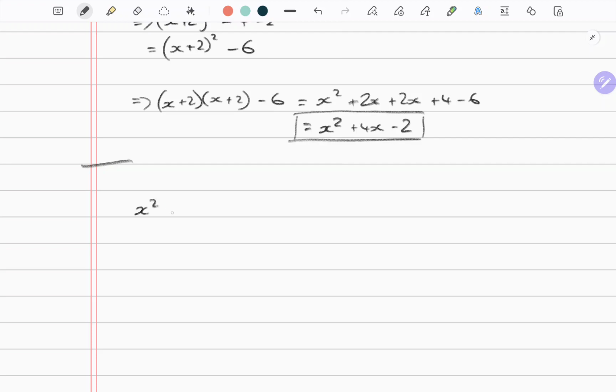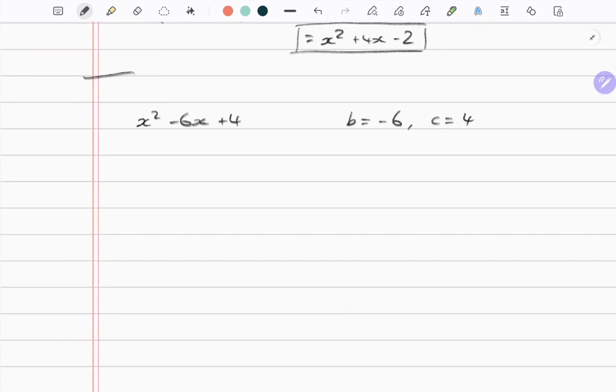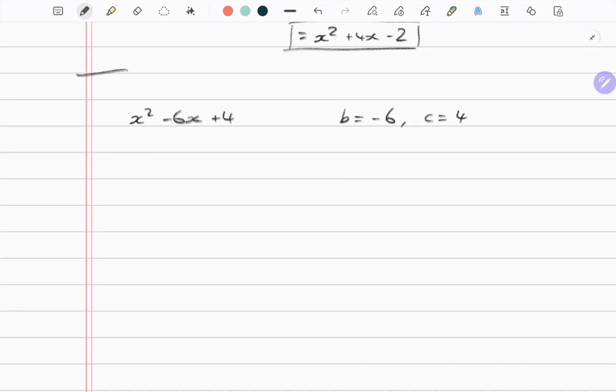So let's say we have x squared minus 6x plus 4. In this case, b is equal to minus 6, and c is equal to plus 4. So what we would do is halve that value of b, and there's a minus sign there, so it'll look like this. We will have x minus 3 squared minus the square of that 3, so that will look like this, plus 4.